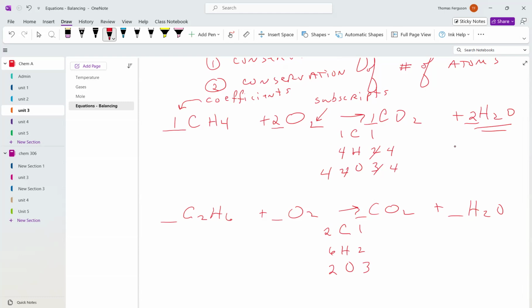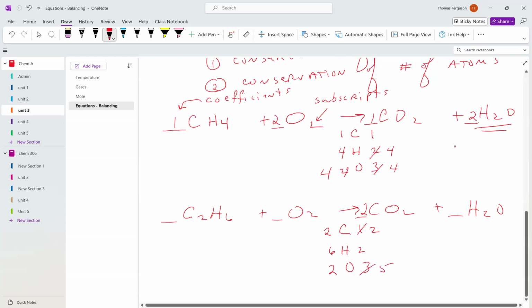Okay, so let's fix this. Where do you want to start? Carbon, okay? We put a 2 here. That kicks our carbons up to 2. Oxygen's affected, right? So we have 4 oxygens and 1 oxygen. So that's 5 oxygens. And we're here up to 5.